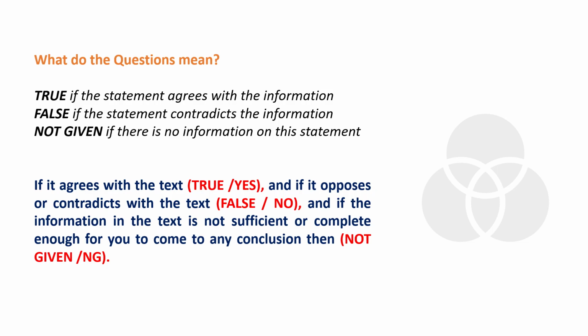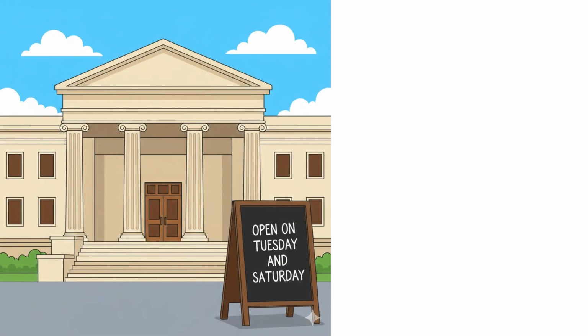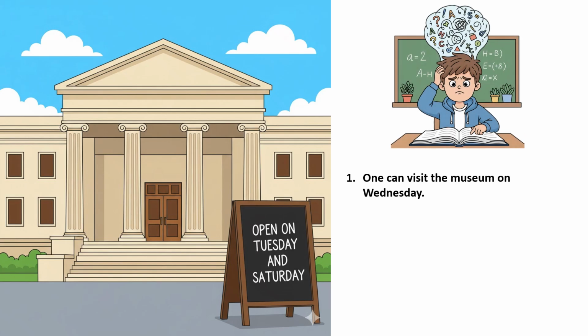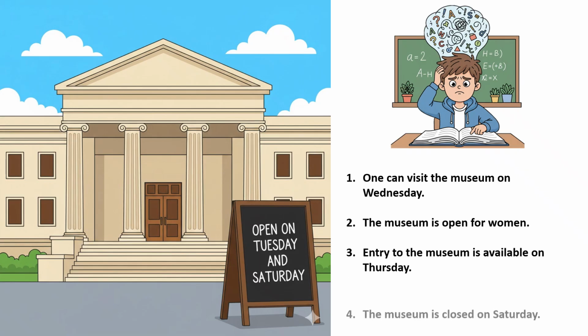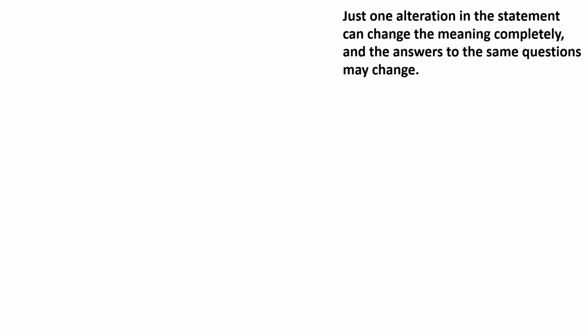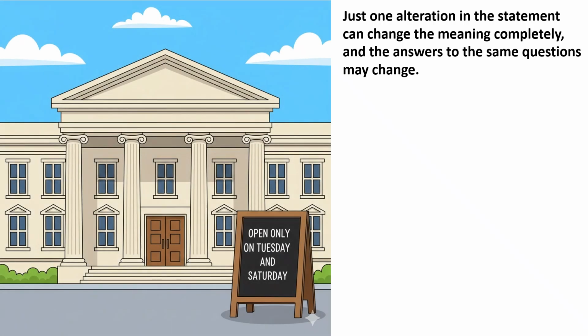That's the thing. Let's understand through a very small example that will probably clear any doubt that you may have in your mind. So I'm going to make a small change here. And what is this change? Now it says open on Thursday. I'm sorry, this is not okay. Now I'm sorry, there was some technical glitch. So just one alteration in the statement can change the meaning completely, and the answers to the same questions may change. Let's see the statement now.